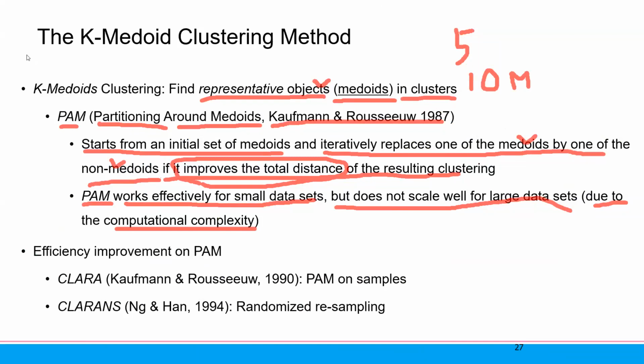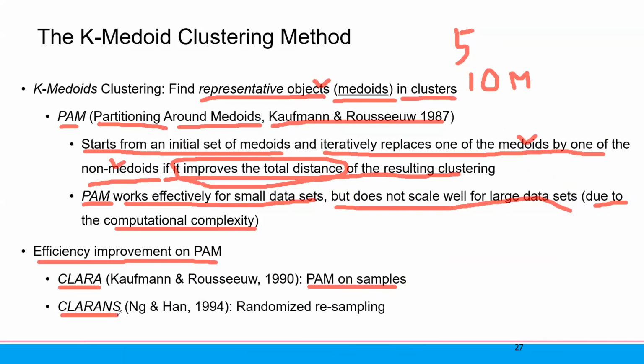There's another way to improve the efficiency of PAM, the Partitioning Around Medoids. There's another method called CLARA. CLARA is PAM on samples. So we can select only the objects that are important, or the objects which are close. If it is already close to the other object, then we skip.